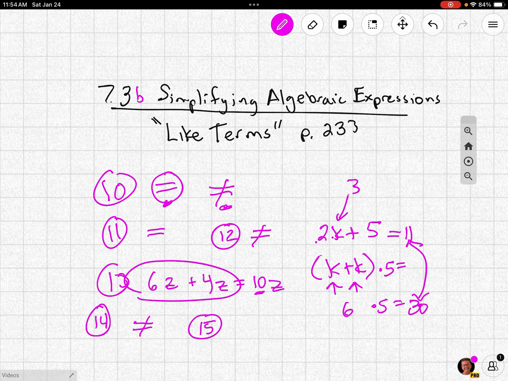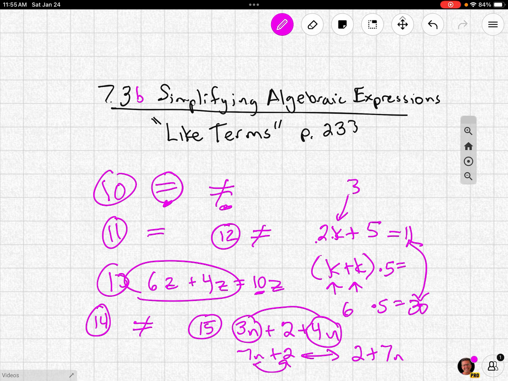And 15, 3n plus 2 plus 4n, and 2 plus 7n. Let's work this one out. We got 3n plus 2 plus 4n, right? So I can combine like terms, which is my 3n and my 4n, which is going to become 7n, and then 2 more. And they wrote it as 2 plus 7n. And you can reverse addition problems. It's okay to move these around. You can't do that with subtraction or division, and I have a feeling you might not be able to see this on the video. But anyway, those are equivalent algebraic expressions.